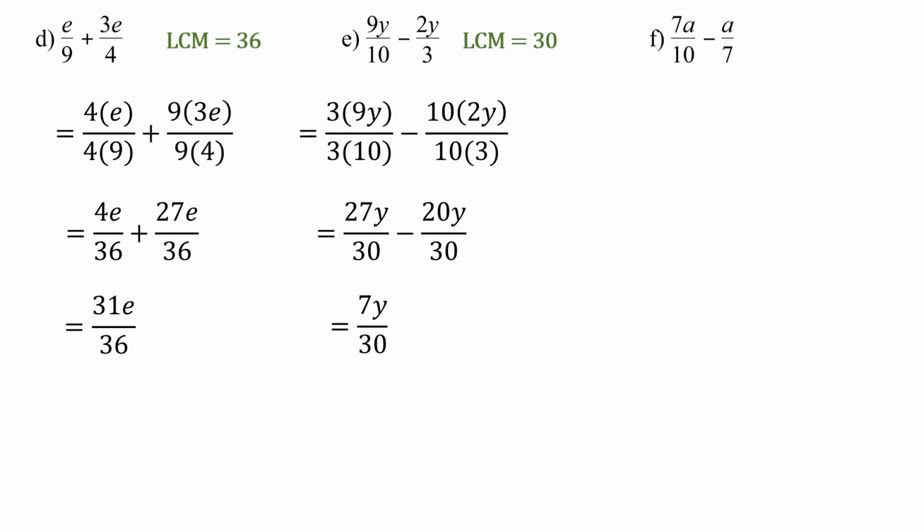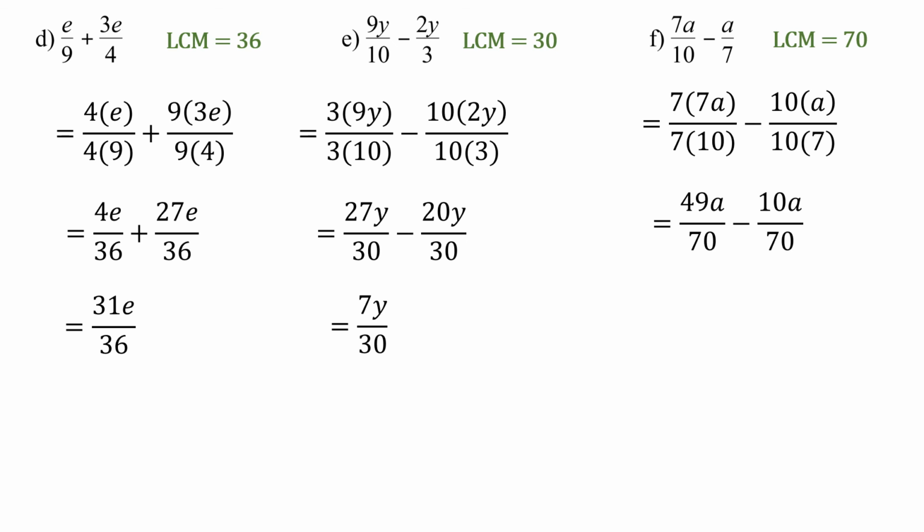And last one, we have 7a minus a over 10 minus 7. We have a 10 and a 7. The lowest common multiple is 70. So we multiply the 10 by 7 and the 7 by 10. We have 49a over 70 minus 10a over 70, which gives us 39a over 70.